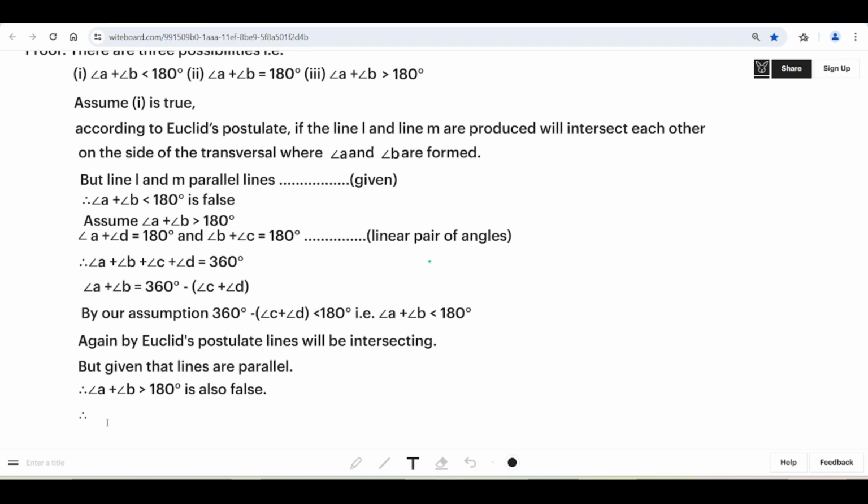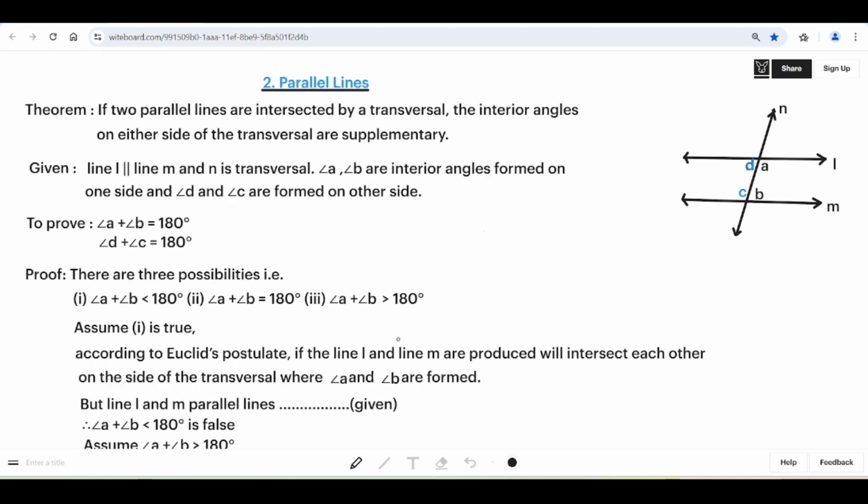Therefore, our third possibility was angle A plus angle B is equal to 180 degrees. That is true. In this way, we have proved that angle A plus angle B is 180 degrees, that is, they are supplementary. Similarly, we can prove that angles D and C are also supplementary.